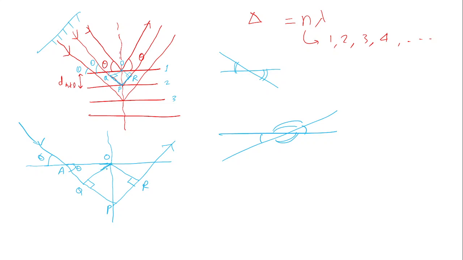Because ultimately what I want to show you guys is, or let's find out, because it will help us in finding out this QP. I want to find out the path difference QP. So one thing is clear, the angle of incidence on the crystal plane is theta, so this angle will also become theta. I hope this is clear.